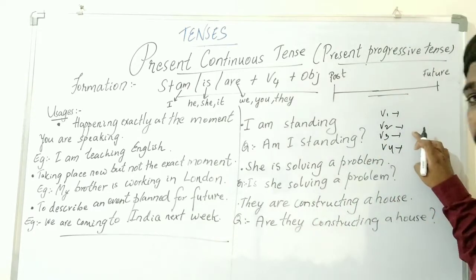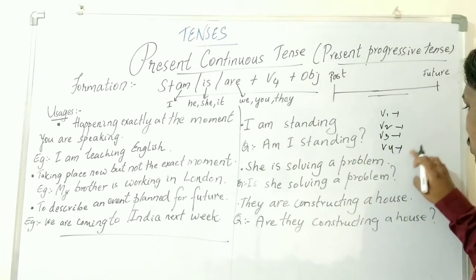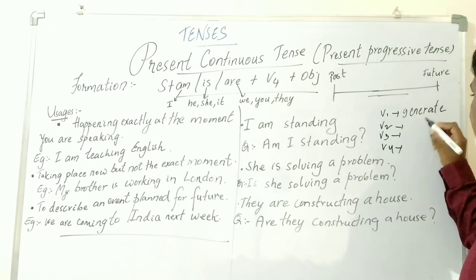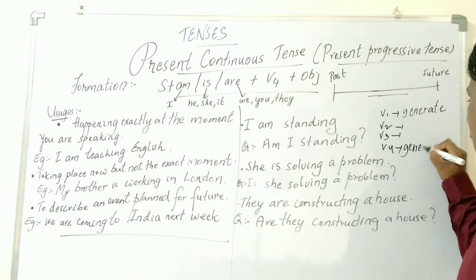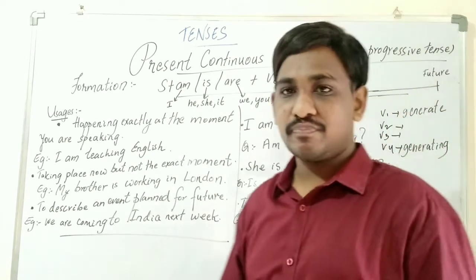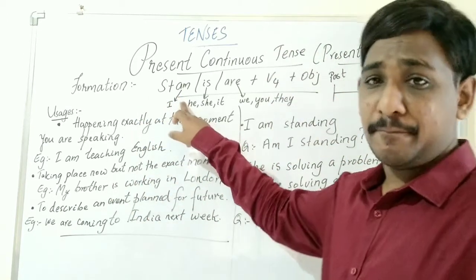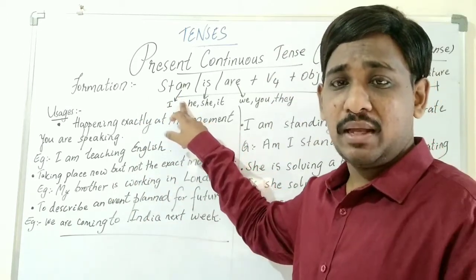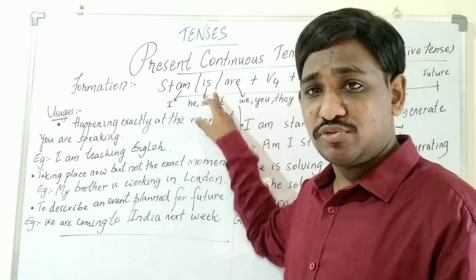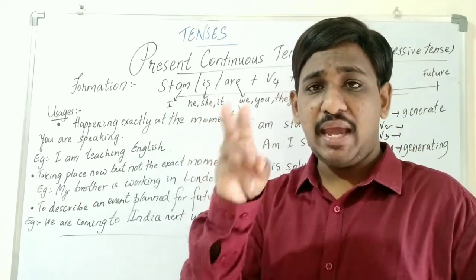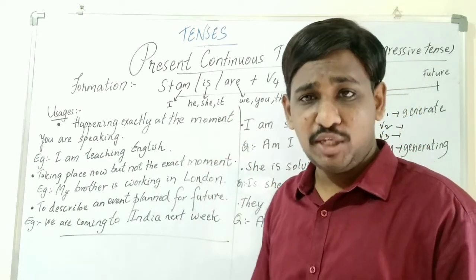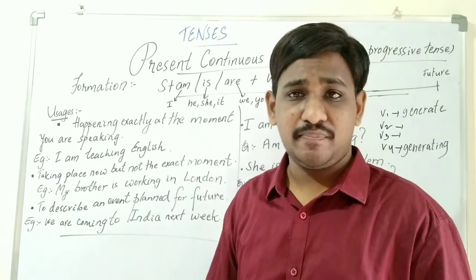Generate, generated, generated, generating. See, generate is there. If you add ing to that, generating, it becomes V4. So now there are three. Am, subject plus am. Am we use for I. Is we use for he, she and it. And are we use for we, you and they.